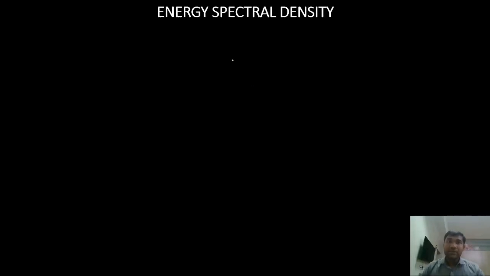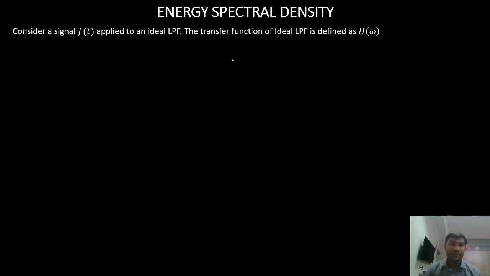The next topic is energy spectral density. Let us consider a signal that is applied to an ideal low pass filter. My system is an ideal low pass filter and this signal is f of t. I am applying f of t to an ideal low pass filter. So what is the transfer function of my ideal low pass filter? How is it defined?